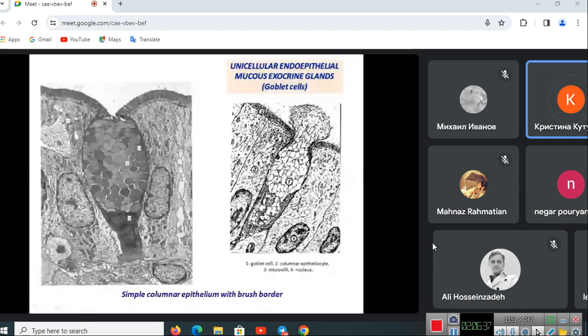Simple columnar epithelium with brush border and goblet cells inside it. So this is a unicellular endoepithelial mucous exocrine gland. So it is the full name of this cell.